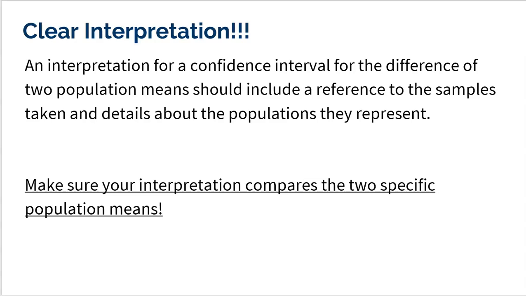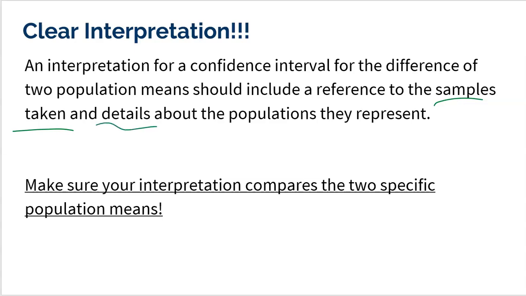All right, let's move on and talk about the interpretation. Step 4 is a step that a lot of kids mess up. They do all this awesome work to get to there, and then they flounder through the interpretation. So please make sure your interpretation is very clear. An interpretation for a confidence interval for the difference of two population means should include a reference to the samples taken and details about the populations they represent. So you've got to make sure somewhere in there you're saying, hey, I'm 95% confident, and so on, based on the samples I looked at, right? Because your interval is only based on your samples. Somebody else could get a different interval, right? So you've got to make sure you reference that.